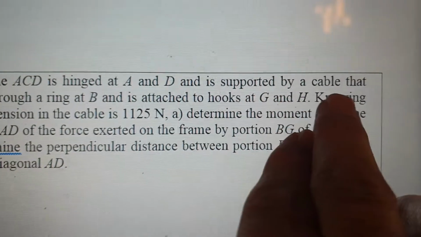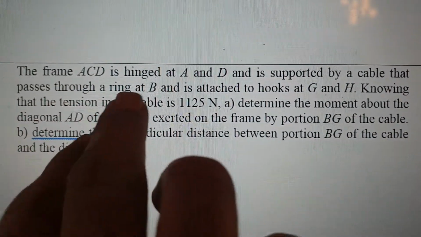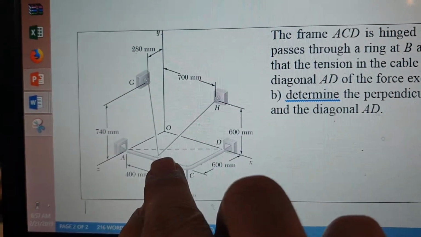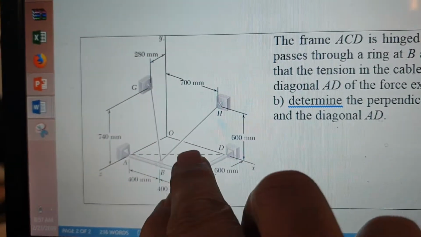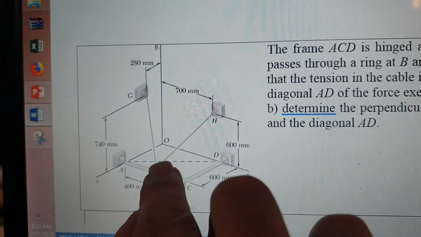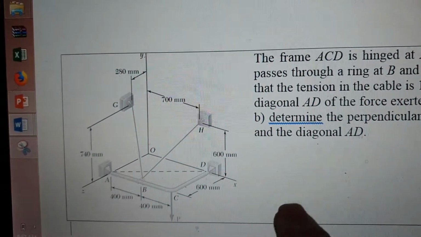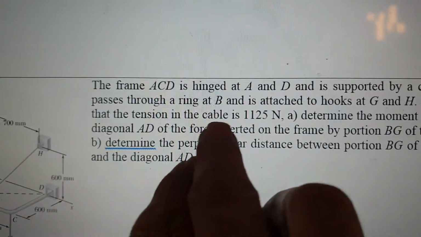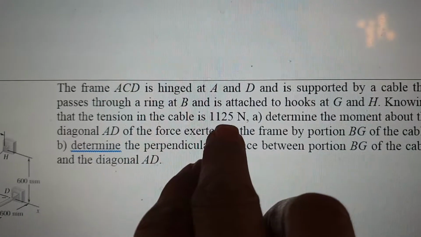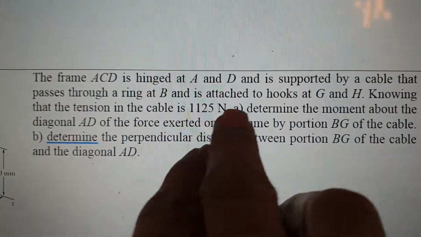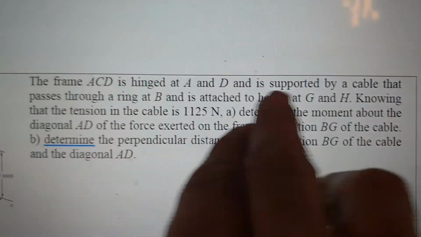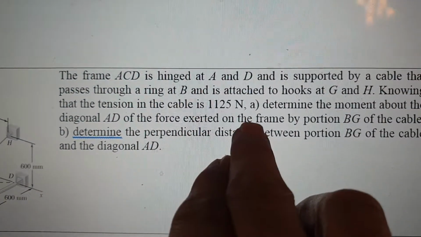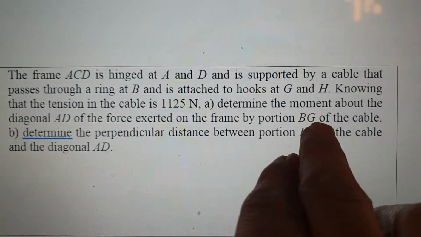It's supported by a cable that passes through a ring at B. You can see that there is a ring B here, and a cable attached to this, which means that the tension BH and tension BG are the same. Knowing that the tension in the cable is 1125 Newton, first determine the moment about the diagonal AD of the force exerted on the frame by portion BG of the cable.